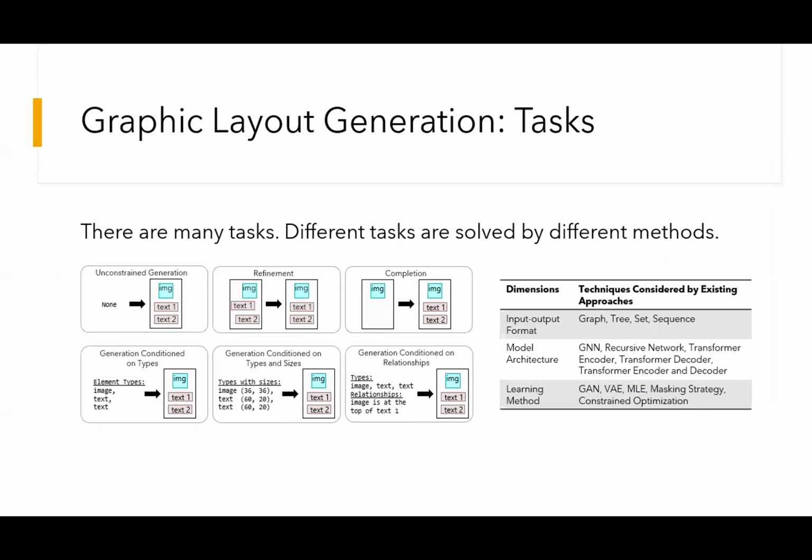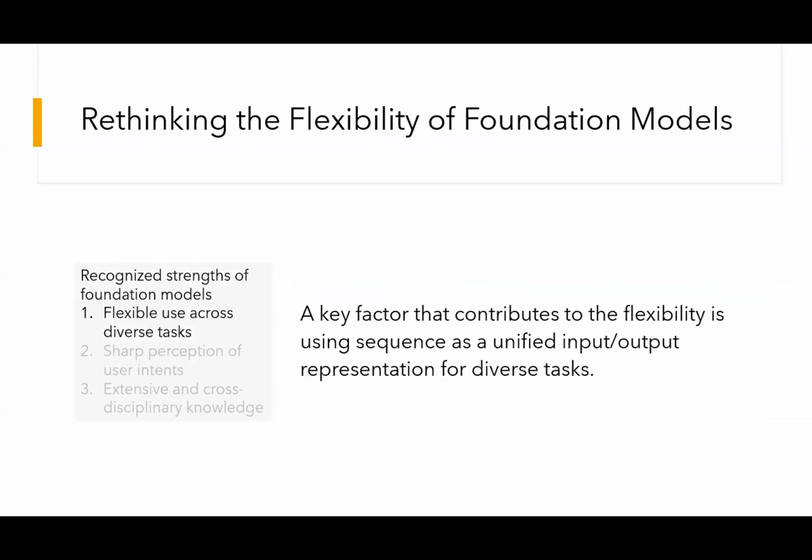So in the domain of graphic layout generation, there are many tasks. For example, refinement, completion, and generation conditioned on types. Currently, different tasks are solved by different methods. Here I give a table about what technology has been adopted for different tasks. We can find, across different dimensions like input and output format, model architecture, and learning method, there are many technologies for different tasks. But if we think about foundation models, they are actually very flexible, and can be used across diverse tasks.